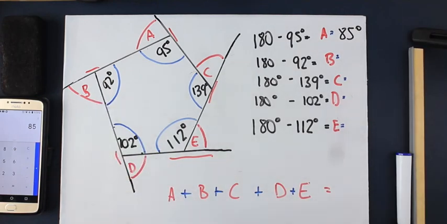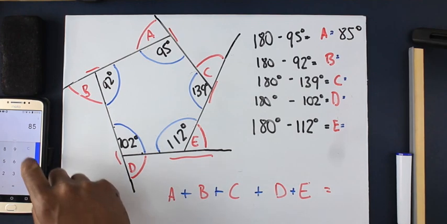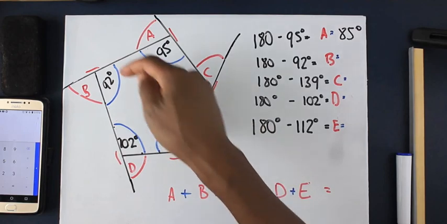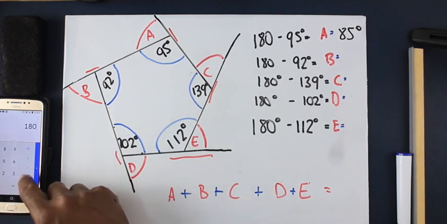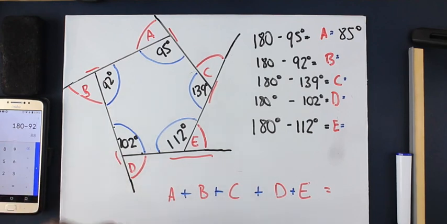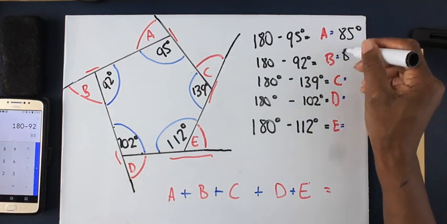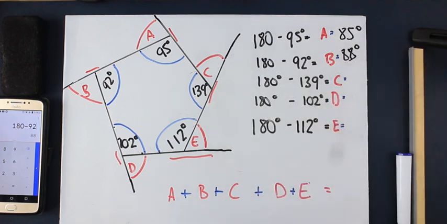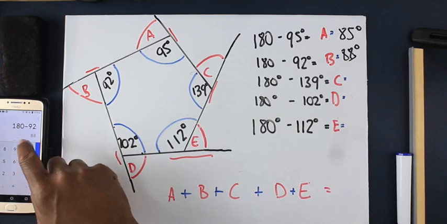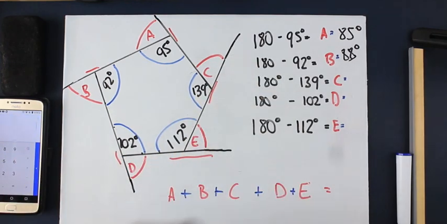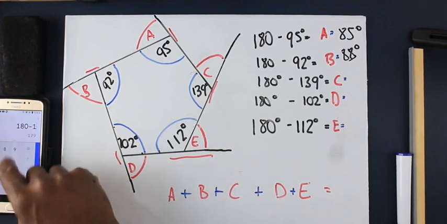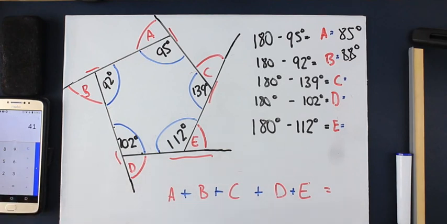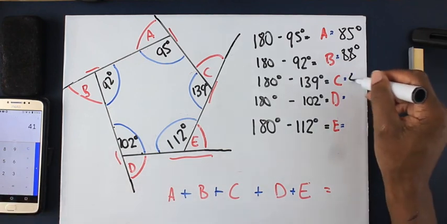B, the internal angle adjacent to it is 92. Seeing that these two angles are on a straight line, their sum must be 180. If we take 92 away from 180, we will get the angle B, which is 88 degrees. Then we go to C. We're using the same type of reasoning. All we need to do is subtract the internal angle, which is 139, from 180 degrees, and that will give us 41 degrees. So C equals 41 degrees.